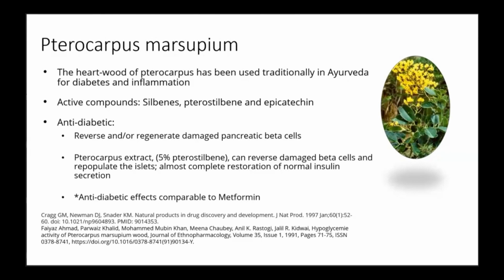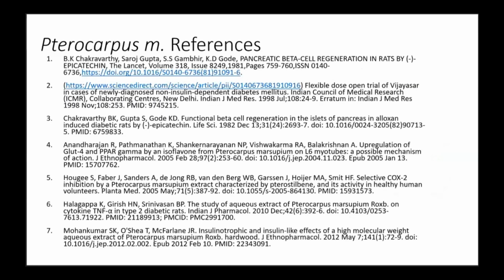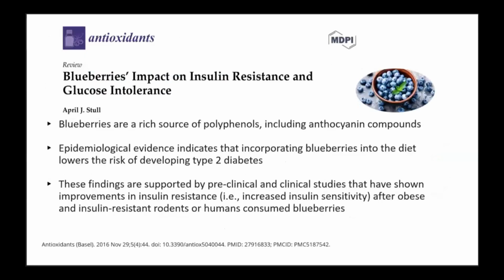You won't have any C-peptide. You don't make any insulin. But with Pterocarpus, if there are some remaining, you use this plant and help to regenerate them. It's really powerful. Anti-diabetic effects comparable to metformin in this data. More on Pterocarpus. So many references.